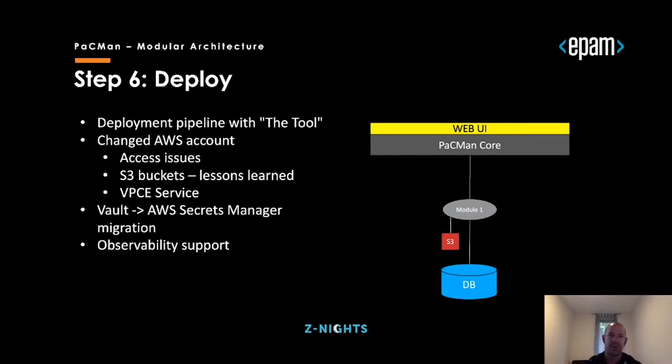We did some deployment pipeline with the tool that will be mentioned in the next slides. And because of this, we had the AWS account. Because of this, we had a bunch of access issues, APIs, and we had a lot of issues around S3 buckets. Csaba will tell you more in the lessons learned section. We added some VPC service functionality, and during this change, we migrated all of our secrets from Vault to AWS Secrets Manager, and we added some more observability support because of the new distributed architecture.